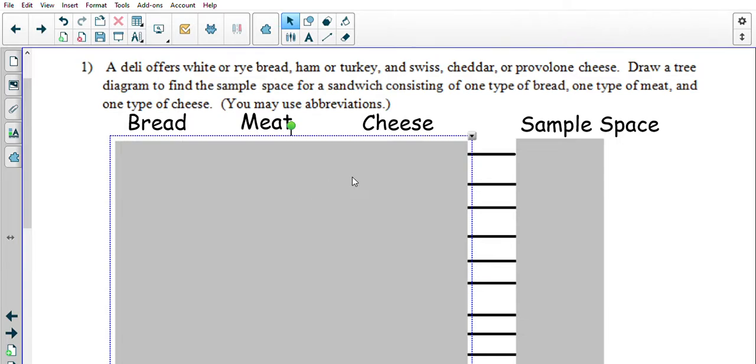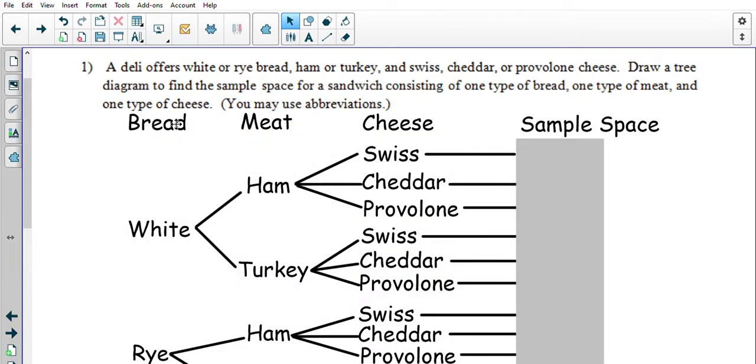And I should mention as well, it doesn't matter if you list them in this order. It's going to look a little different if I list meat, cheese, then bread. But that being said, you would still have the same number of elements in your sample space. The tree diagram would just look slightly different. But I like to just go in the order in which it's written.